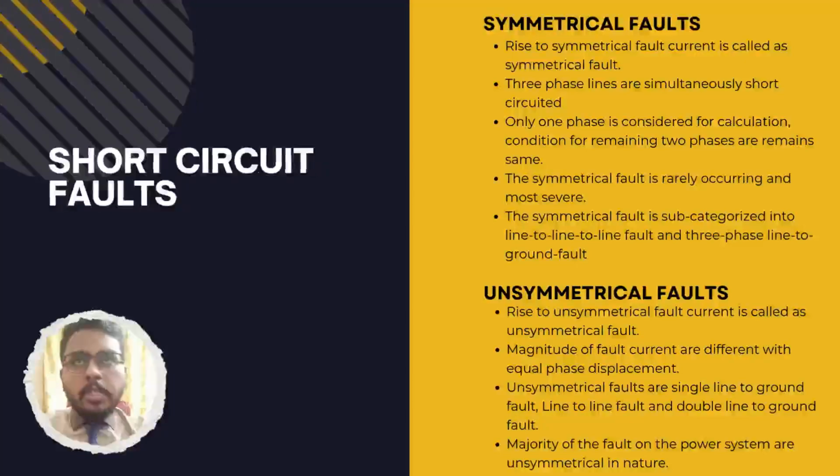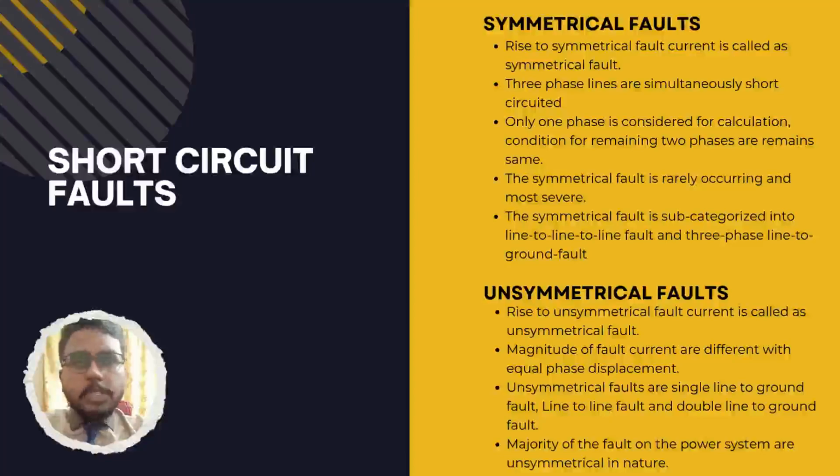is the symmetrical fault. A fault which gives rise to symmetrical fault current is called a symmetrical fault. Equal fault current with 120-degree displacement. When the phase lines are simultaneously short circuited, a three-phase to ground fault is an example of a symmetrical fault. Only one phase is considered for calculation, as the conditions for the remaining two phases remain the same. The symmetrical fault rarely occurs and is the most severe.